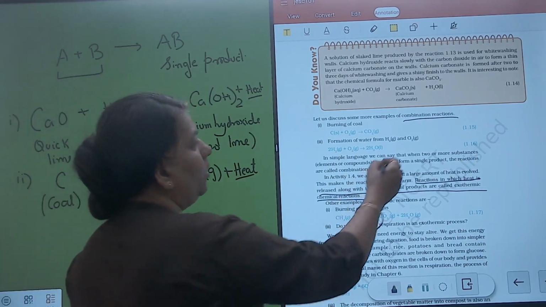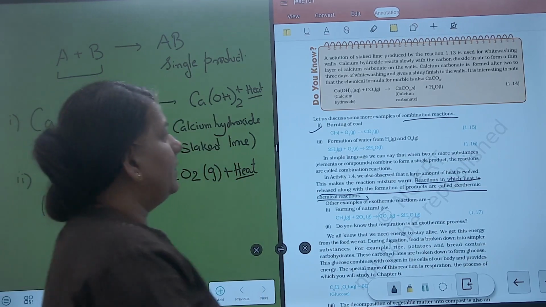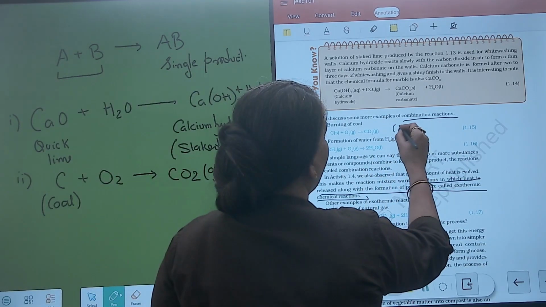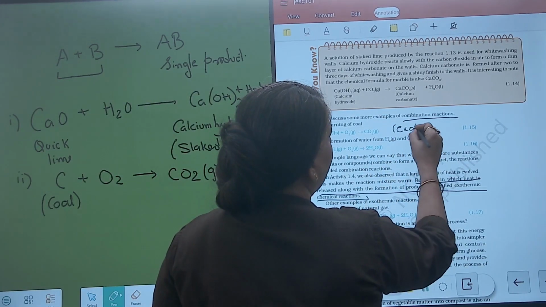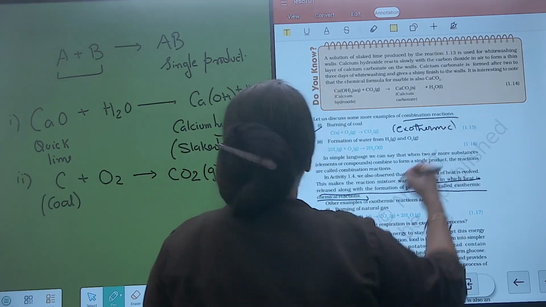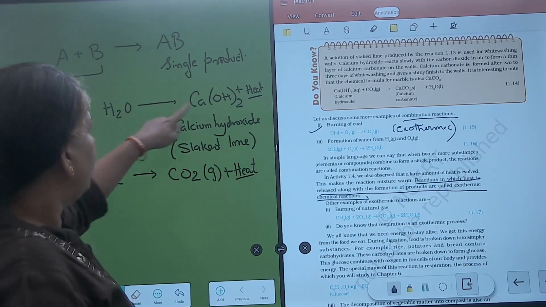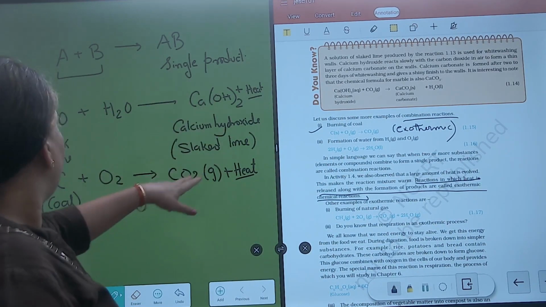You can make a note in your book also, or wherever you are making your notes, that this is also an exothermic reaction. See, adding water to calcium oxide, this is also exothermic.